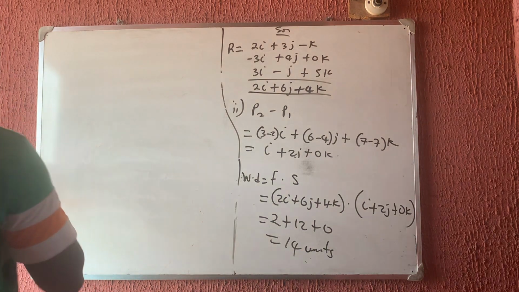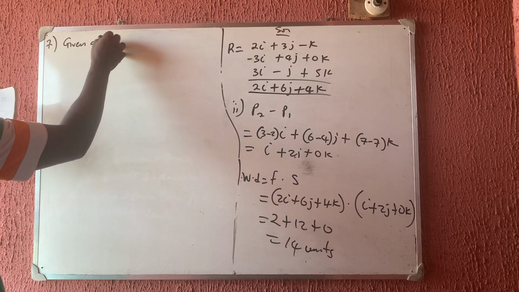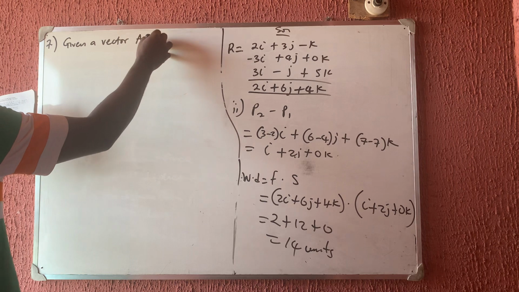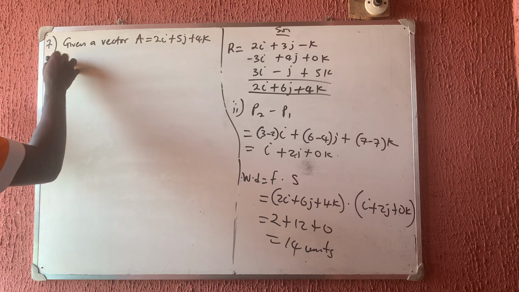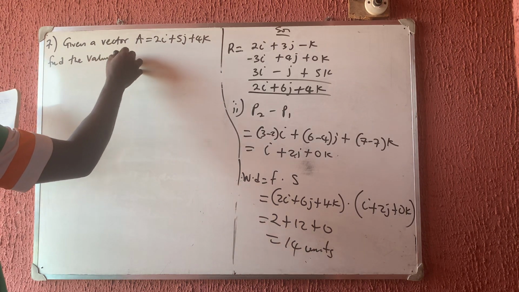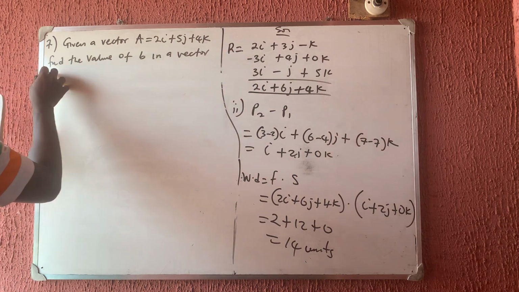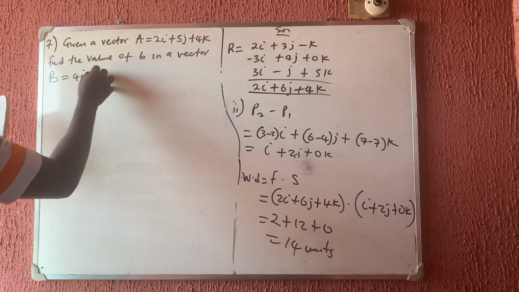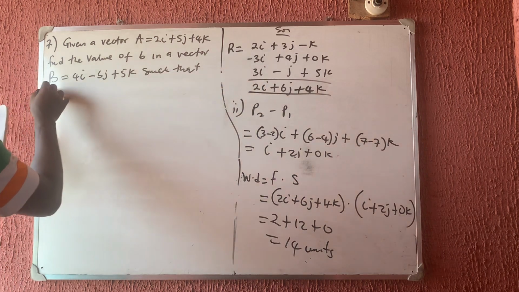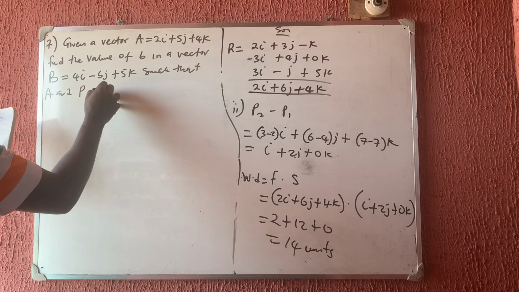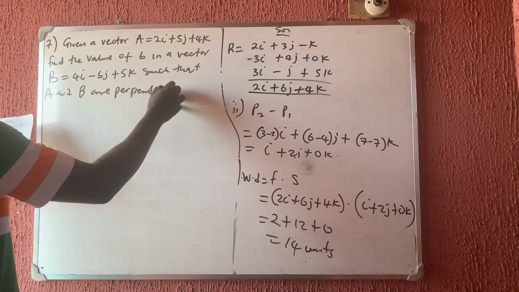Okay, let me solve one more question. Question number 7 said: given a vector A which is equal to 2i plus 5j plus 4k, find the value of b in a vector B which is equal to 4i minus bj plus 5k such that A and B are perpendicular.